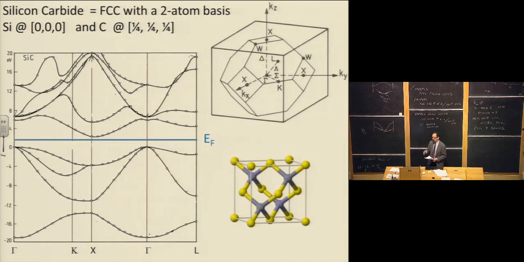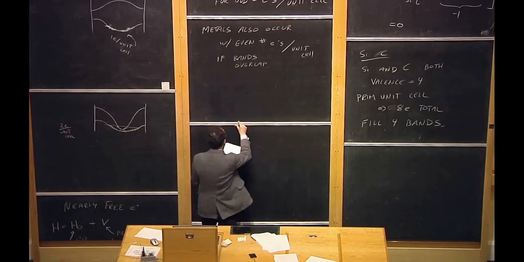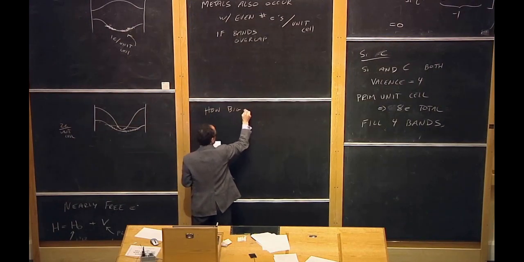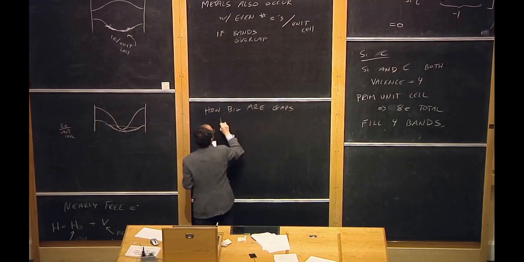So one thing that's really important to keep track of is how big the gaps between bands are. If the gaps between the bands are really huge, then you're never going to have this situation occur. If the bands are sufficiently far apart, then they're not going to overlap. So, how big are the gaps between bands?